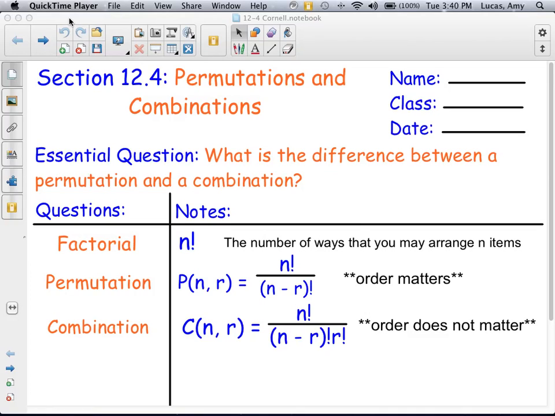So you notice that for factorial it says n factorial, which means the number of ways that you may arrange n items. So you're using all of the items, it's how many different ways you may arrange them.